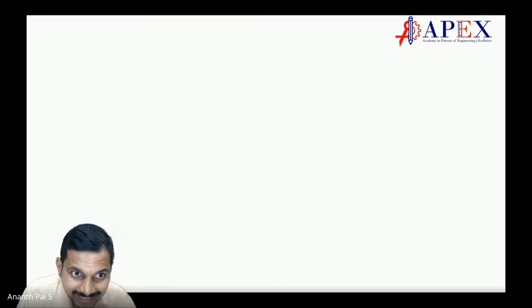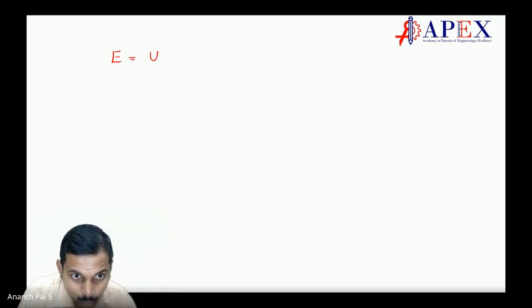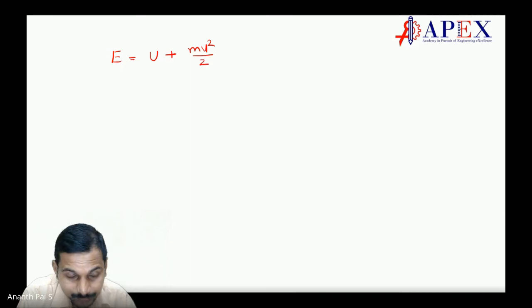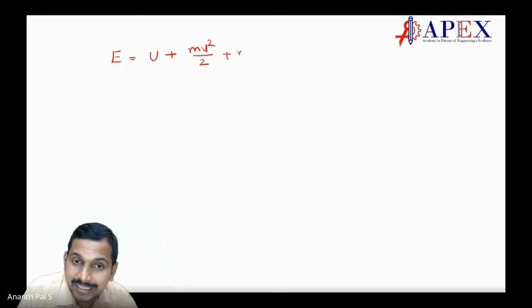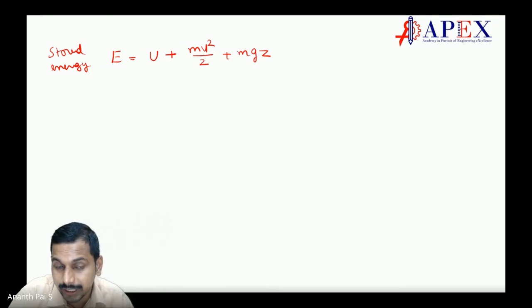If I say internal energy E, we will have this as U plus, if I consider the internal energy U plus kinetic energy, I can say mv square by 2, correct? Plus I can say mgz. This is the total stored energy. So stored energy of any system with respect to any datum, okay? If I say with respect to any datum, how do I get to that datum?